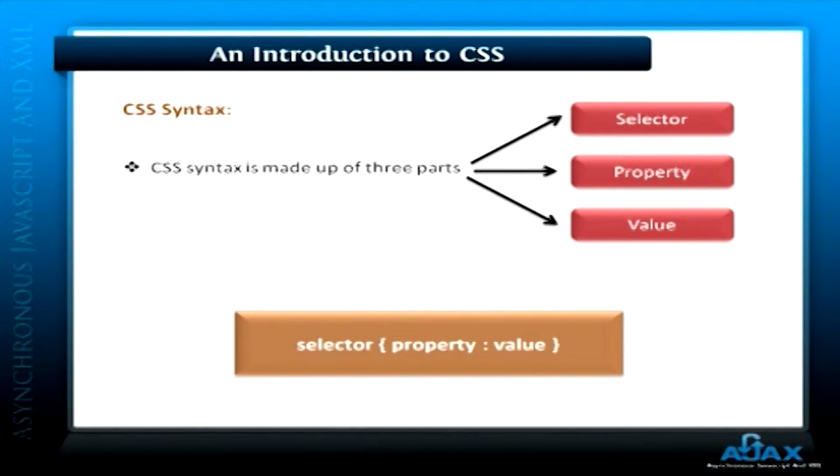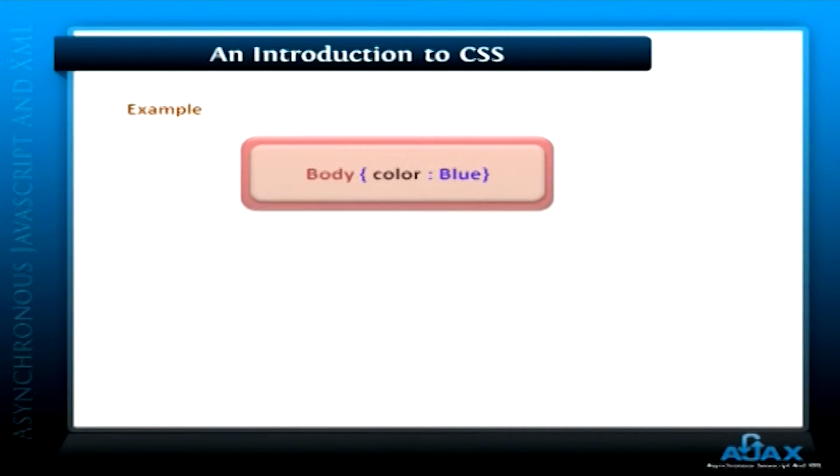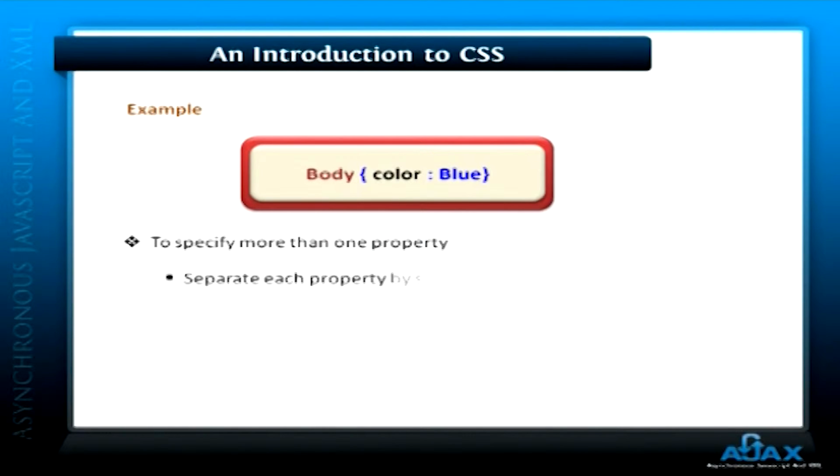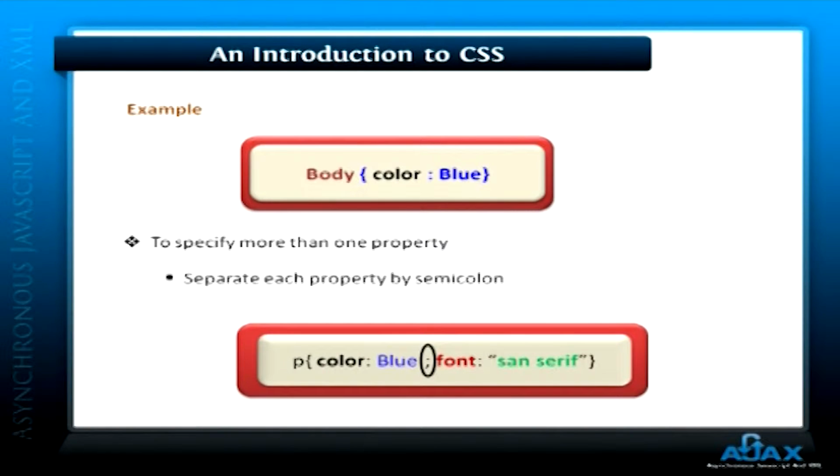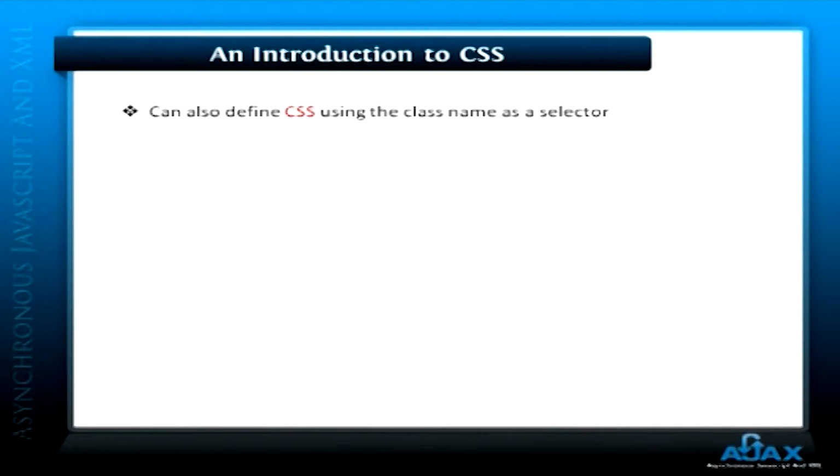Now, let's see one example. Here this body is the HTML tag, and this color is the property, and here we've assigned the value blue to it. Say if you would like to specify more than one property, for example, then we have to separate each property by semicolons, like here. Do you understand? We can also define CSS using the class name as a selector.